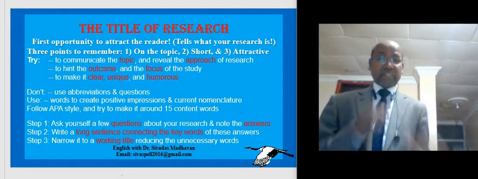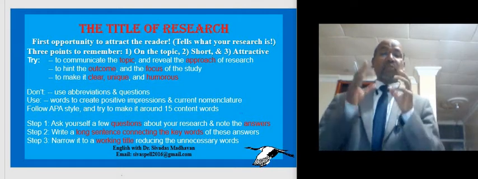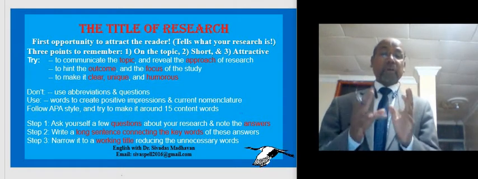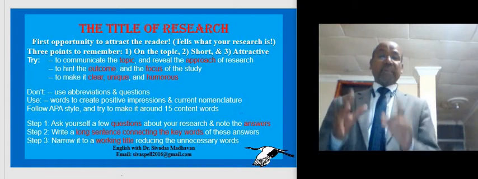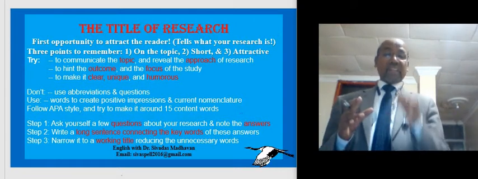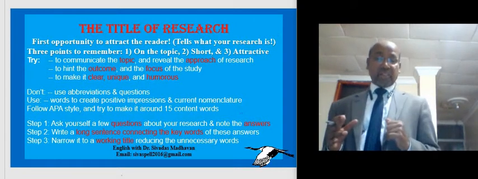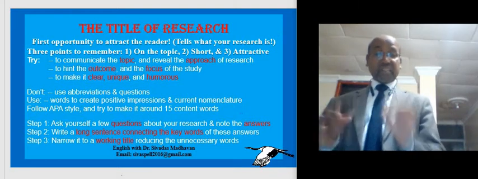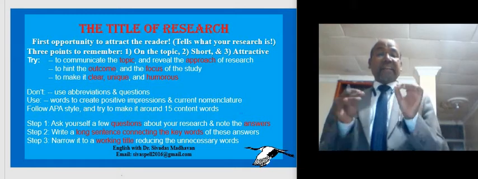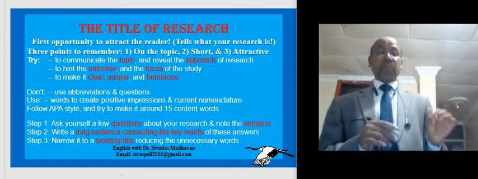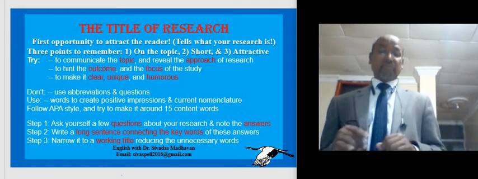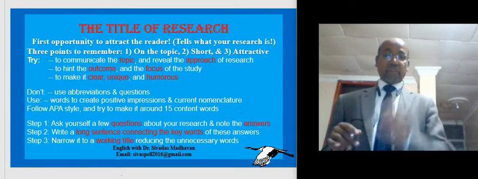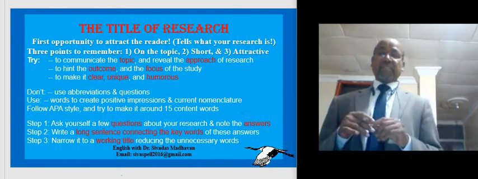You see, there are some steps. First thing is ask so many questions about the research. So you can ask, what is my research about? So you can say, for example, the answer is, it's about the extra tuition classes to the first year students of the university. Okay, so you ask the question and you got the answer.